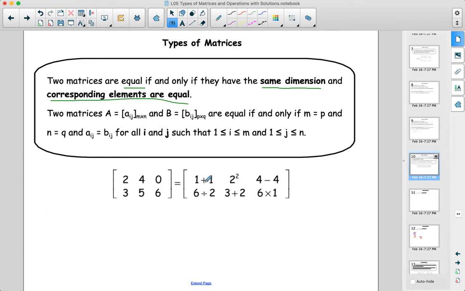So A11, A12 is 4, A13 is 0 in both matrices, A21 is 3 in both matrices, A22 is 5 in both matrices, and A23 is 6 in both matrices. So these matrices are equal to each other.